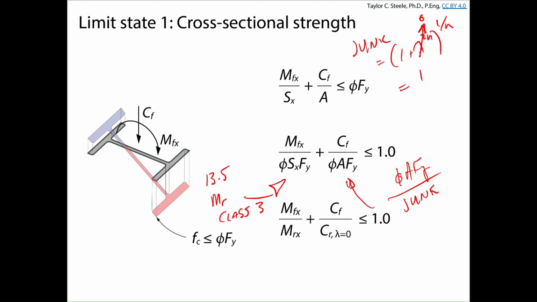Okay? And basically the reason we write it this way is because we're trying to check cross-sectional strength. Cross-sectional strength doesn't have anything to do with stability. We're just trying to limit the stress to be less than or equal to Fy. And so if we're going to check it, we're checking this from mechanics of materials, but if we write it in terms of the interaction, we write it in this way. Okay? It just makes it easier for us to think about in terms of factored force divided by factored resistance. Does anyone have any questions about that concept before we continue on?